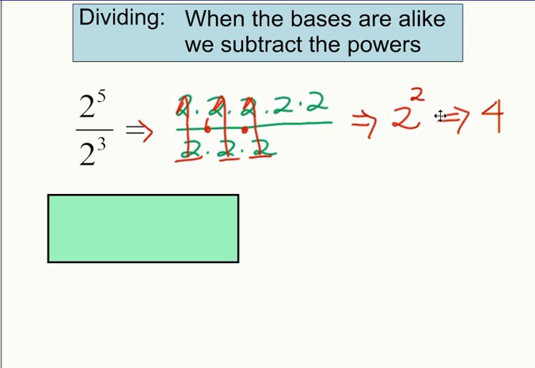Now, could we have done this the other way? Could we have looked at this and said, hey, I've got a base of 2, the bases are the same, so I'm going to keep it, and I'm going to subtract them. 5 take away 3. 5 take away 3 gives me 2.